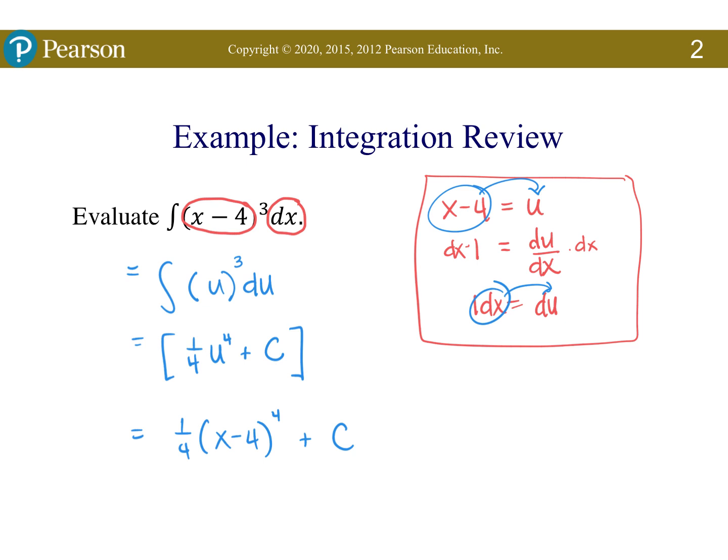Yeah? So that 1 equals the dx is the derivative of whatever is in here? Mm-hmm. Okay. Mm-hmm. All right, any other questions about that one?